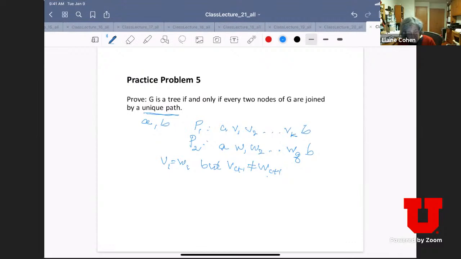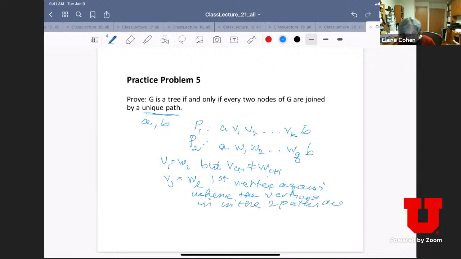And then we're going to find the first vertex Vj, which is going to be equal to some Wl. That's the first vertex, again, where the vertices in the two paths are the same.